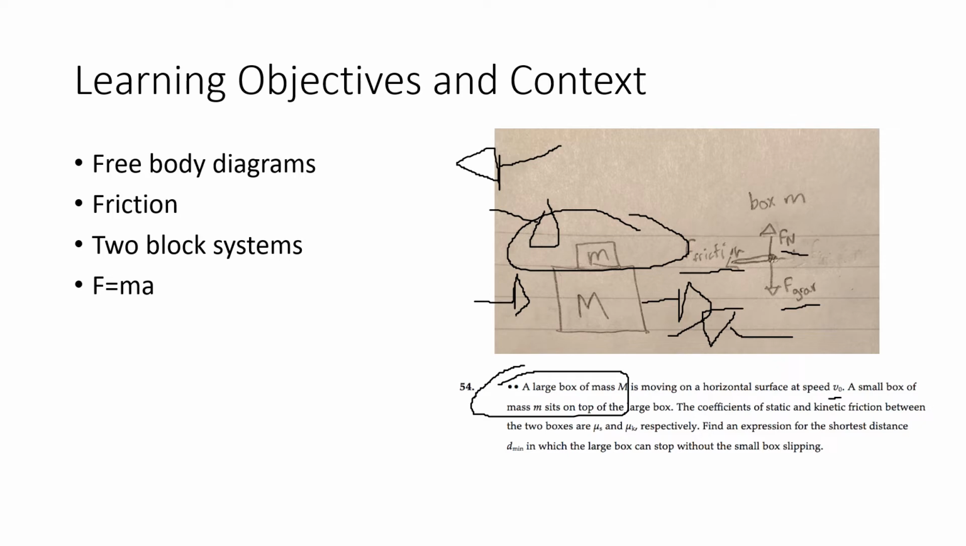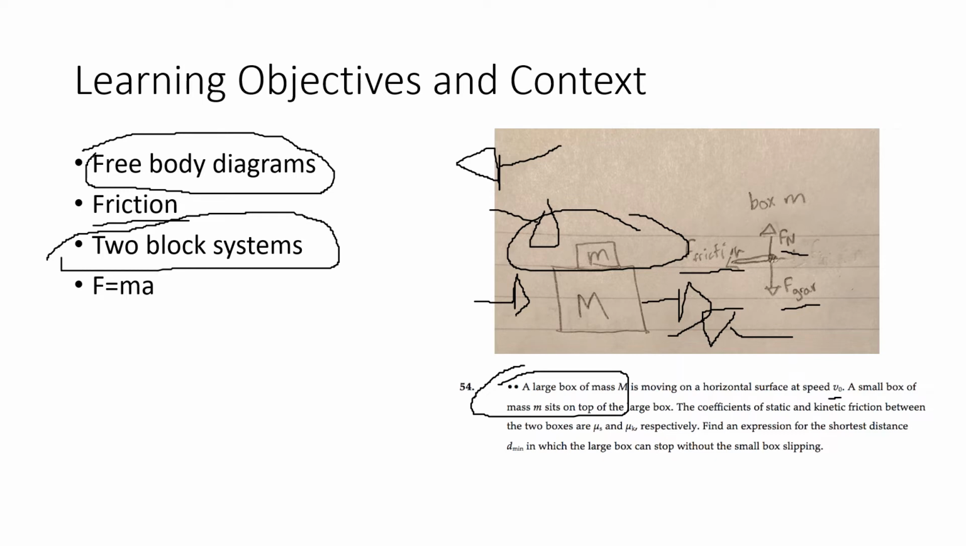So some of the learning objectives that we want to get from this is the idea of free body diagrams, which we can model forces with, like this one I drew here. Another big idea is friction, which is a very important force that we have to deal with in this situation. And this is another common idea of two block systems, how two weights interact in this way, how the friction causes them to interact. And finally, Newton's second law, which is force equals mass times acceleration.